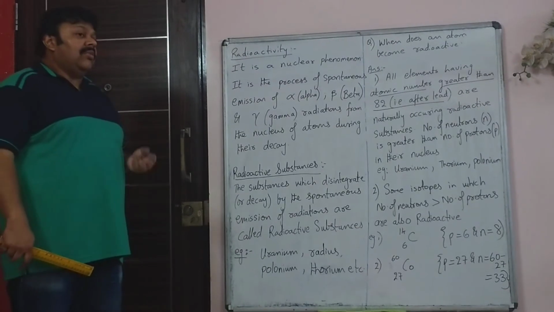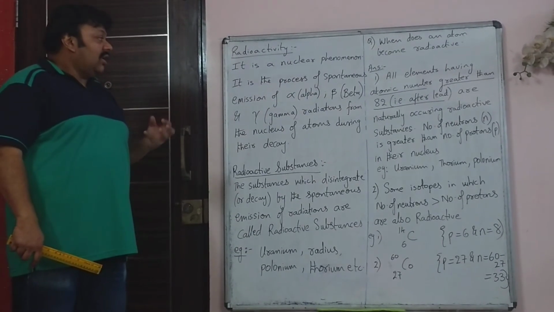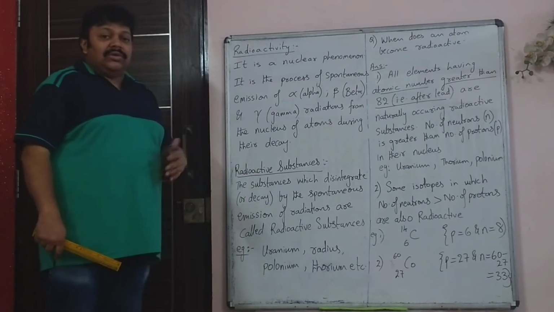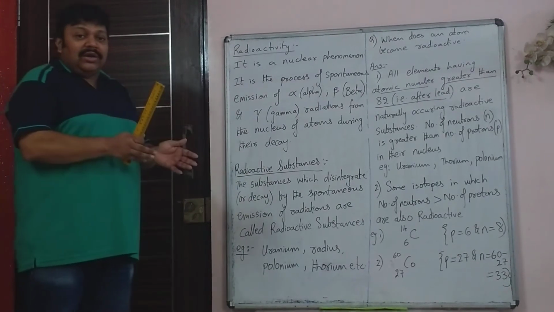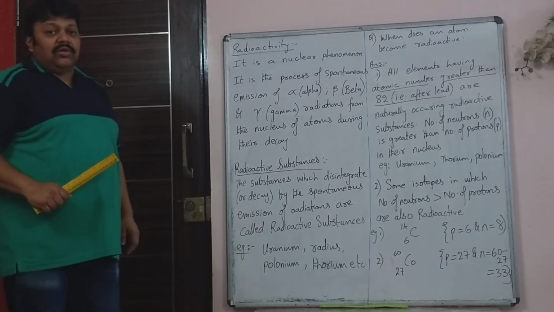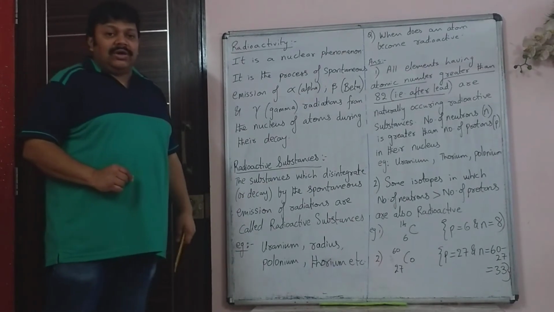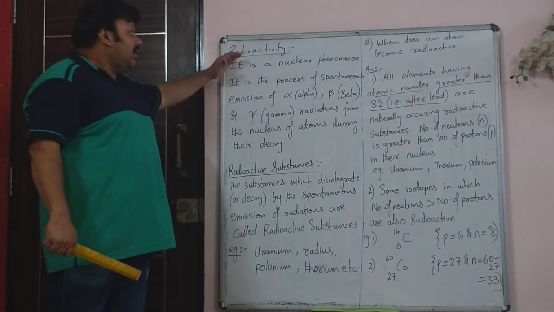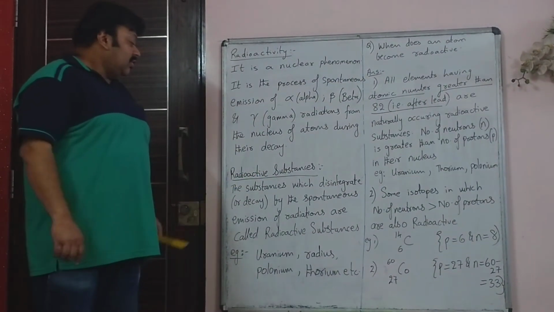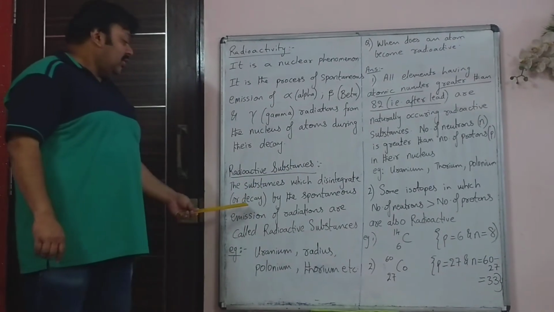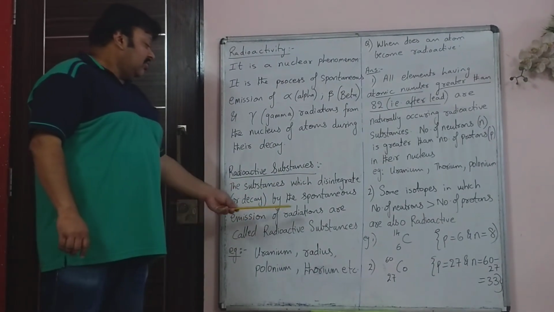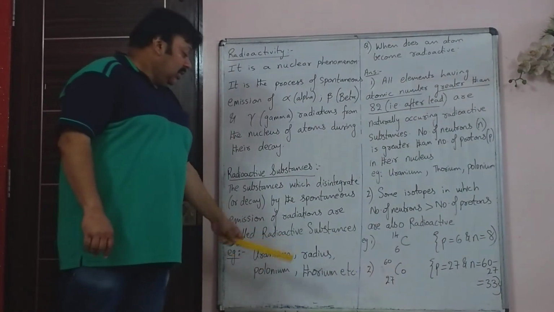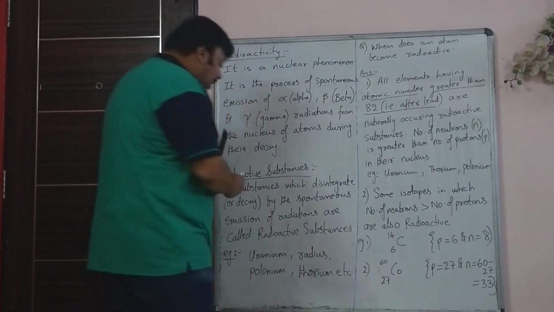So alpha and beta particles and gamma radiations are emitted from the nucleus of certain atoms during their decay. Decay means they are changing from the original, which is called the parent element, to some new element, that is the daughter element. There are some rules of radioactivity also which we will see. Now what are radioactive substances? Radioactive substances are those substances which disintegrate or decay by the spontaneous emission of radiations. For example, uranium, radium.